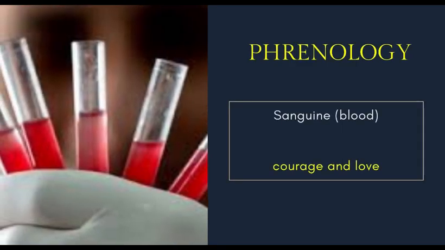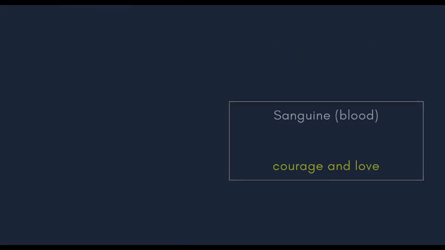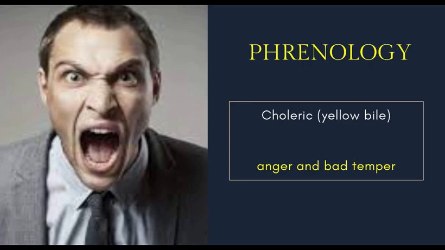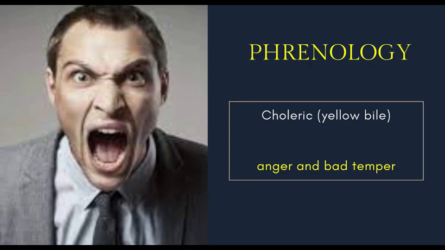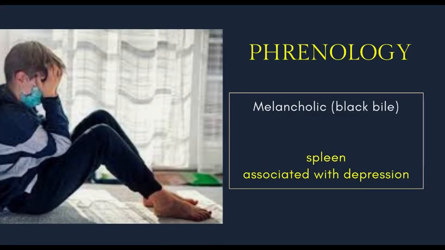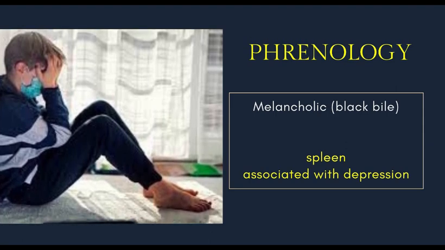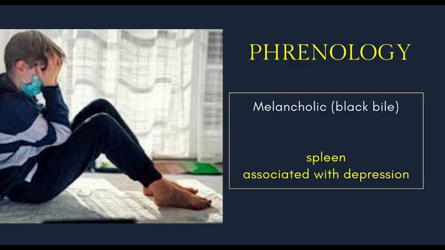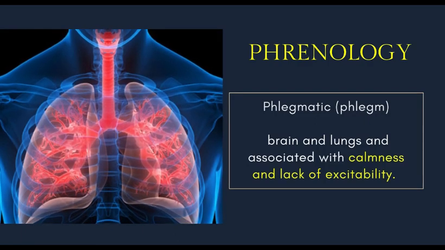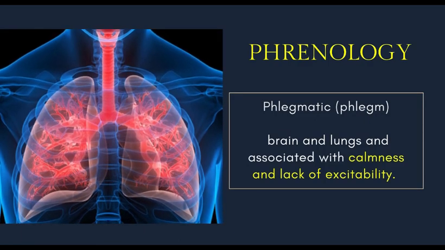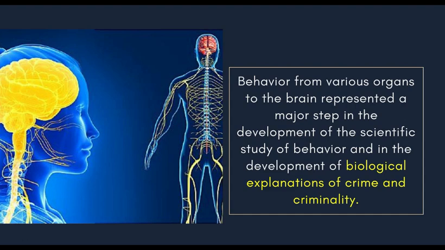First, sanguine, blood, seated in the liver and associated with courage and love. Second, choleric, yellow bile, seated in the gallbladder and associated with anger and bad temper. Third, melancholic, black bile, seated in the spleen and associated with depression, sadness, and irritability. And fourth, phlegmatic, phlegm, seated in the brain and lungs and associated with calmness and lack of excitability.